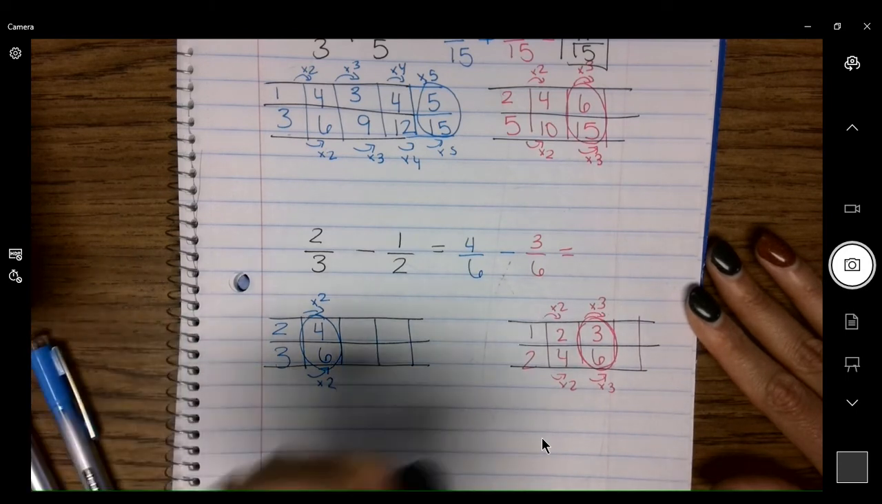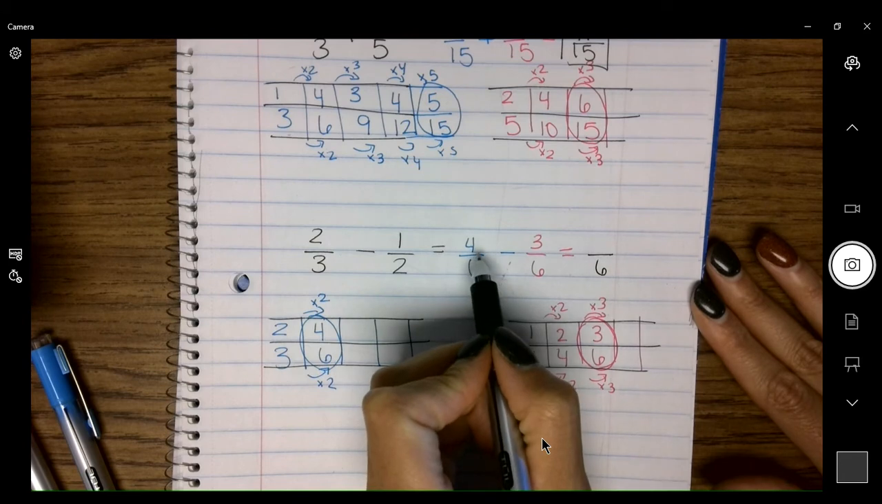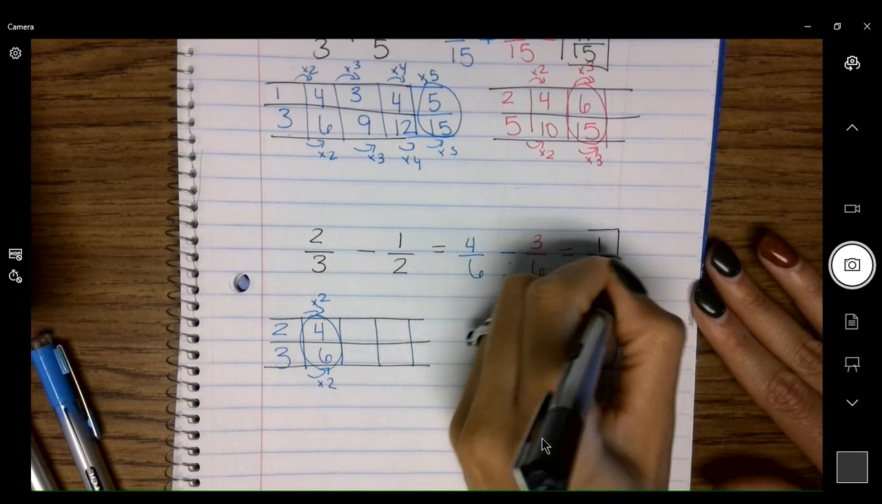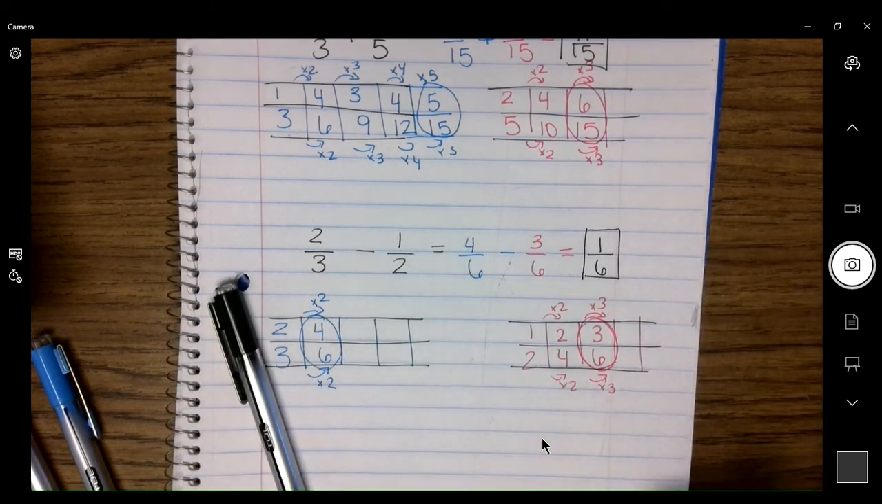So now my denominator stays the same because I'm not changing the size of my pieces. I subtract my numerators. 4 pieces minus 3 gives me 1, and so my answer is 1/6. Now go ahead and use this strategy to try and solve that problem again.